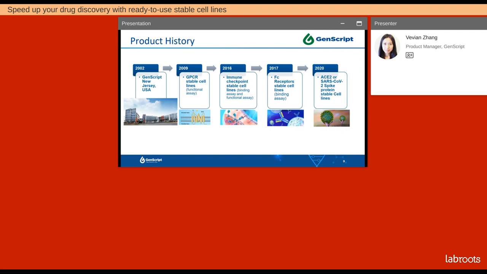Founded in 2002 and headquartered in New Jersey, USA, GenScript is now a leading company in biotech, providing a variety of products and services in the field of molecular biology, proteins, peptides, antibodies, and cellular analysis. In 2009, we started to provide stable cell lines for GPCR functional assay. 7 years later, in 2016, we extended our portfolio to also provide immune checkpoint stable cell lines for binding assays as well as for functional assays.